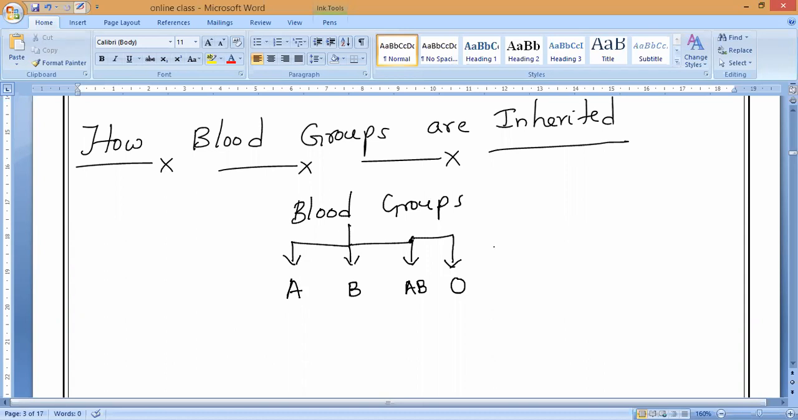A blood group, B blood group, AB blood group, or O blood group, how it is coming from the parent. That is what we'll study. So totally how many blood groups do you have, guys? It is four blood groups: one is A, another one is B, another one is AB, and O.